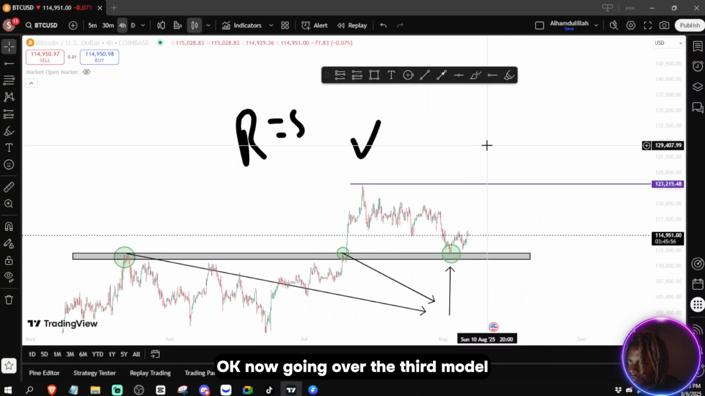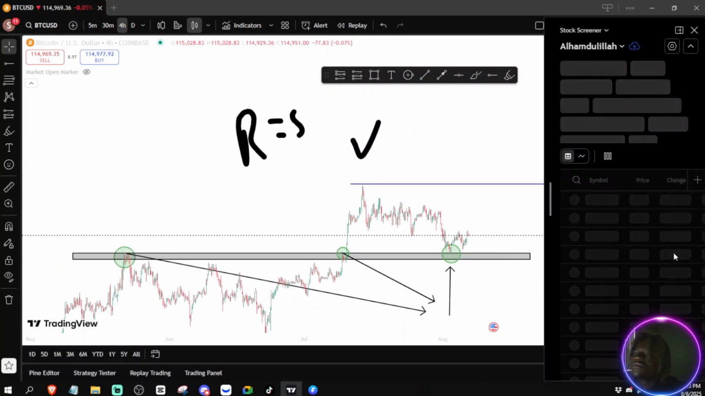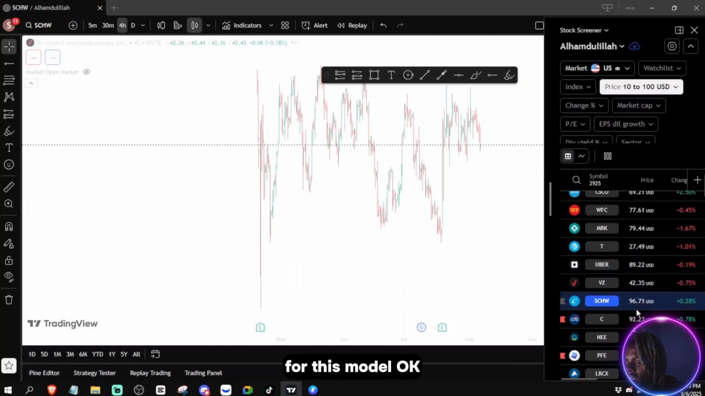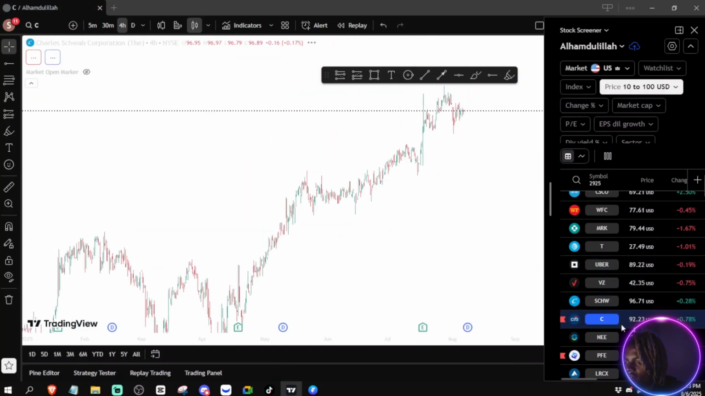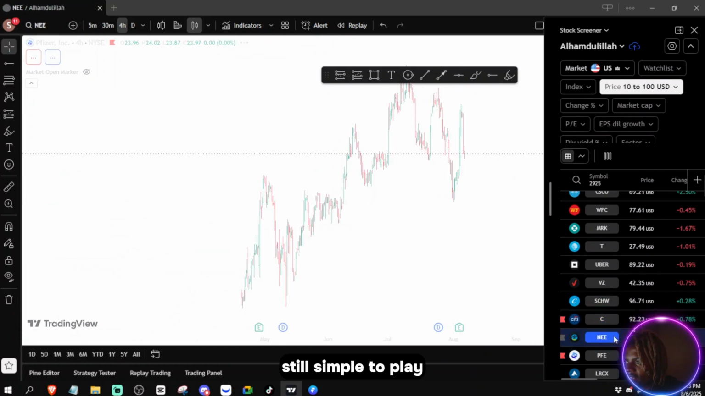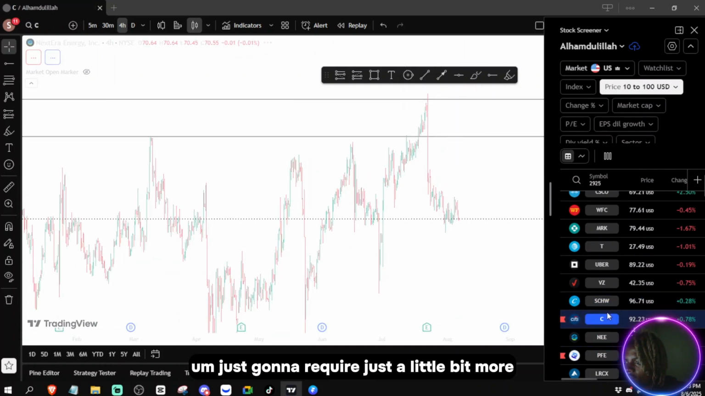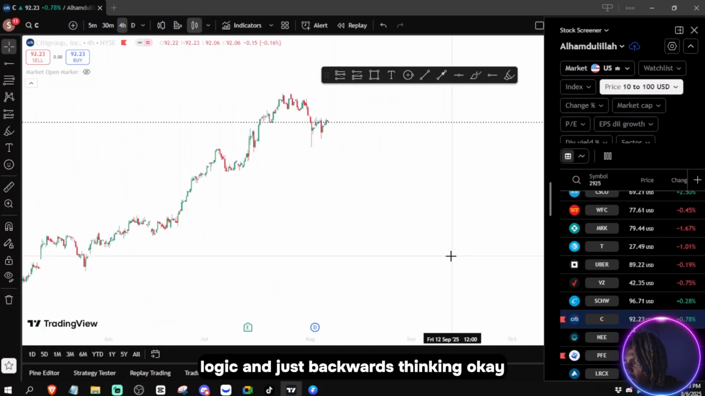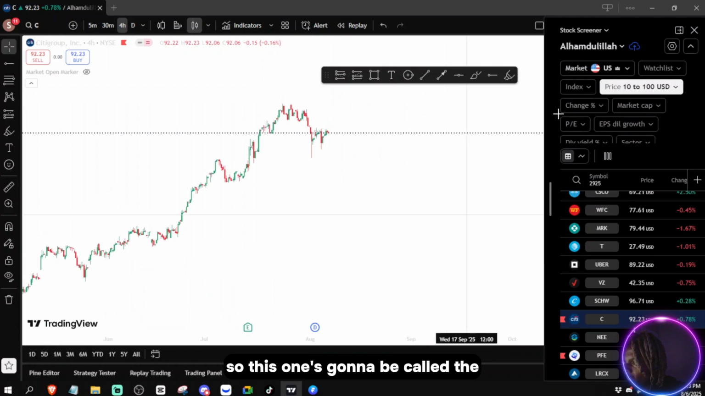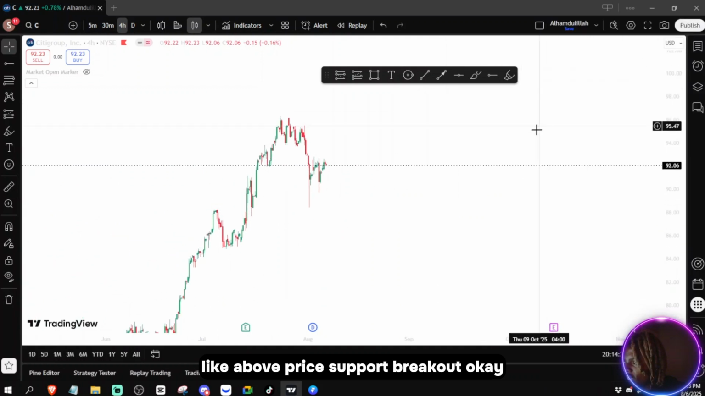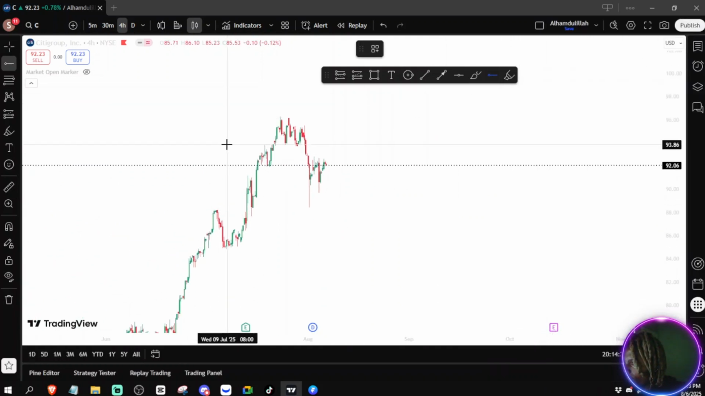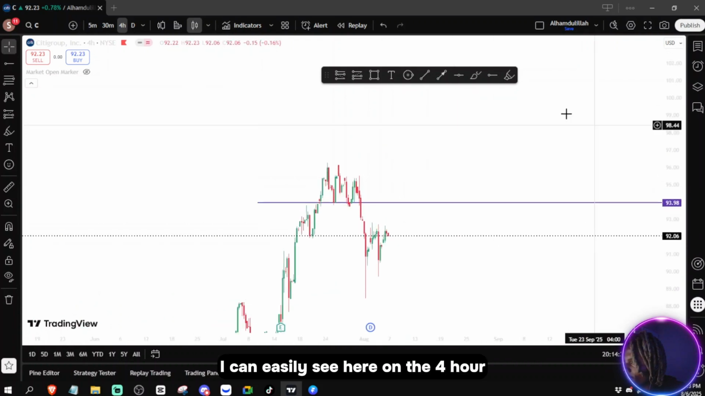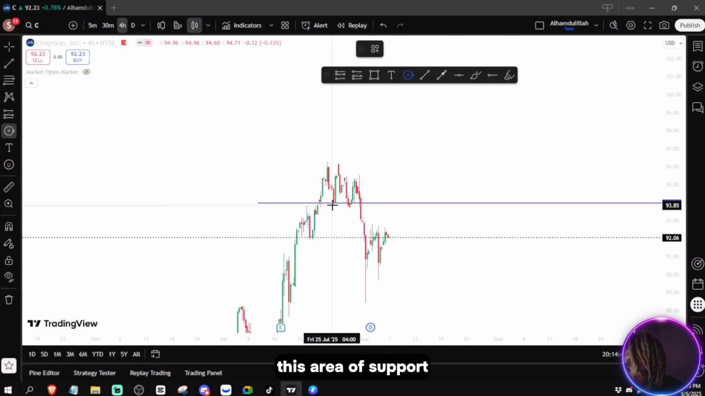Okay, now going over the third model, this one's going to apply a little bit more logic. Okay, this model, it's still simple to play. It's just going to require just a little bit more logic and backwards thinking. Okay, so this one's going to be called the like above price support breakout. So I can easily see here on the 4-hour this area of support.